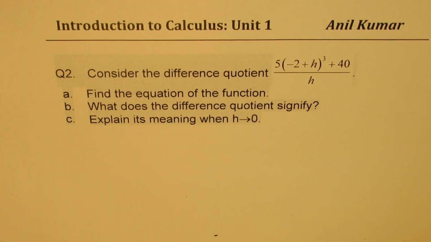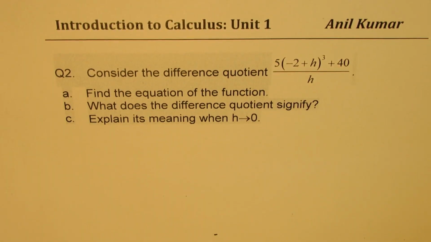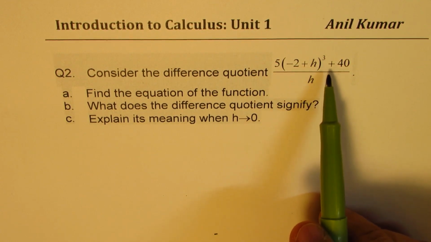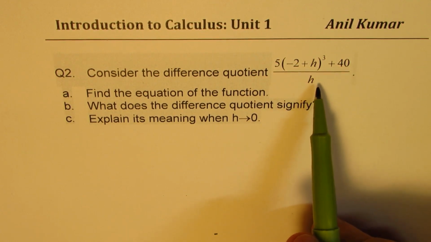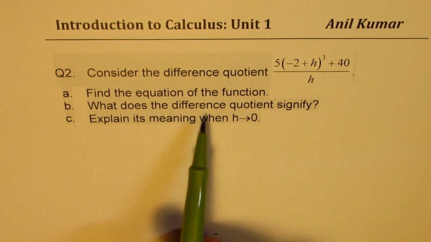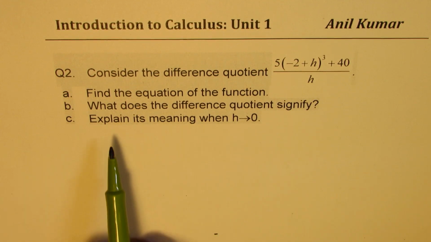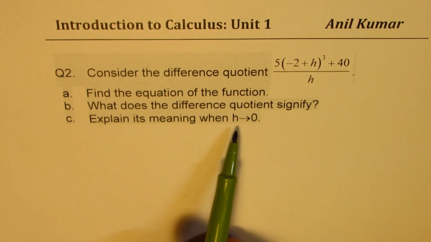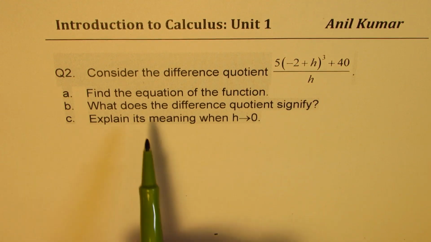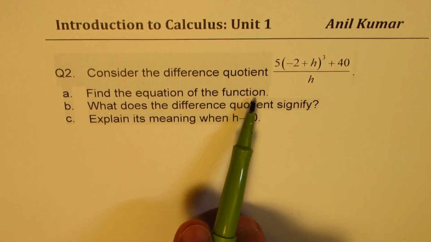Question number 2. Consider the difference quotient 5 times (minus 2 plus h) whole cube plus 40, divided by h. Find the equation of the function. What does the difference quotient signify? Explain its meaning when h approaches 0. Now this is a fundamental question on which the whole unit is based. Now let's try to figure out the equation of the function.